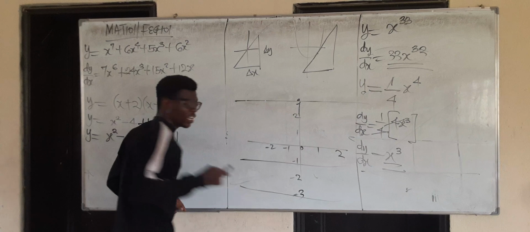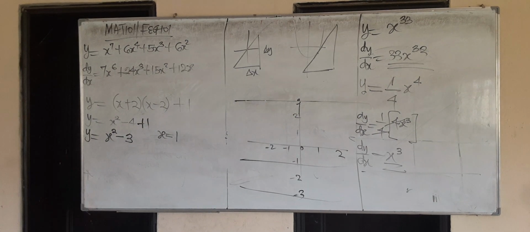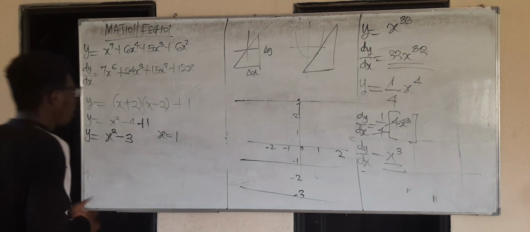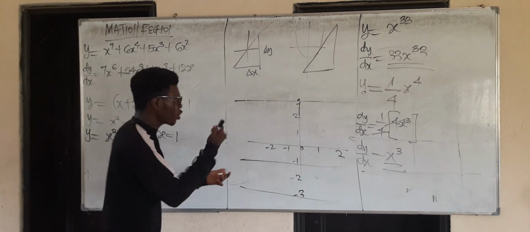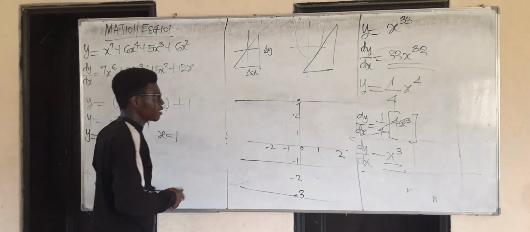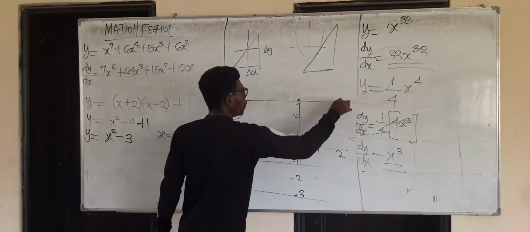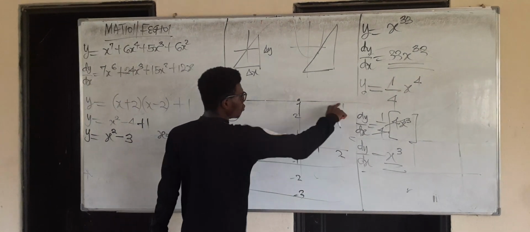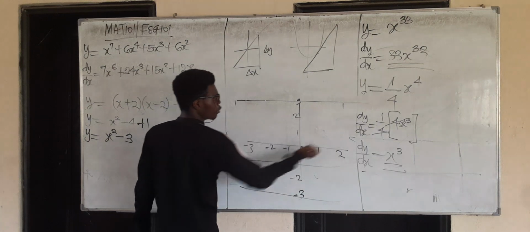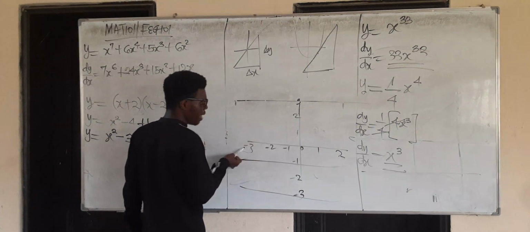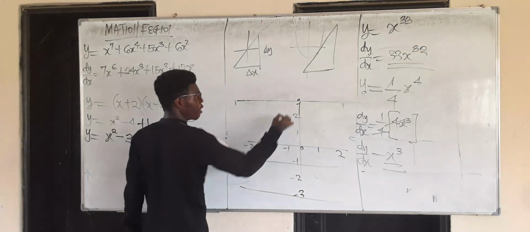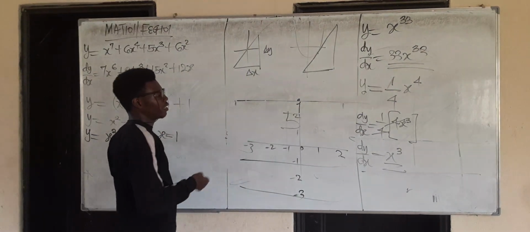Now for me to find the rate of change in this very graph, I look for change in y divided by change in x. I know my change in x because I can compute the distance from here to here. Maybe this is 2 and this is, let me say, minus 3. So my change in x will be 2 minus 3, which is 5. But I cannot find change in y.